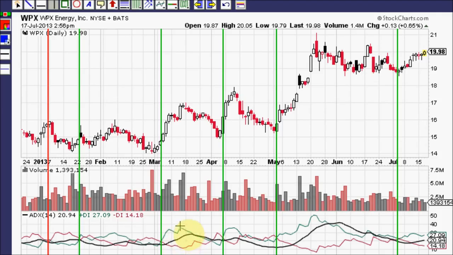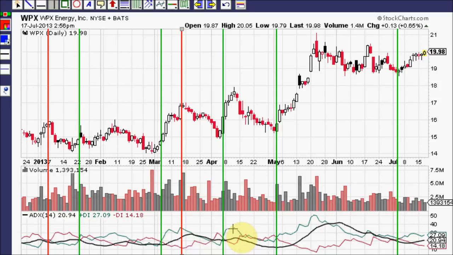Same thing here. No actual crossover because it had been such a strong trend that they weren't even close enough to cross. So when you see a peak in the DI plus where it starts down and a valley on the DI minus where it starts up, that could be considered a pretty good sell signal. And the stock goes down. That's where it started down.